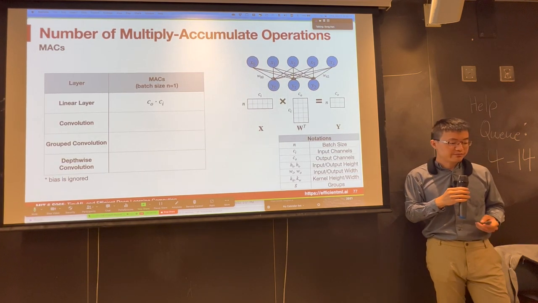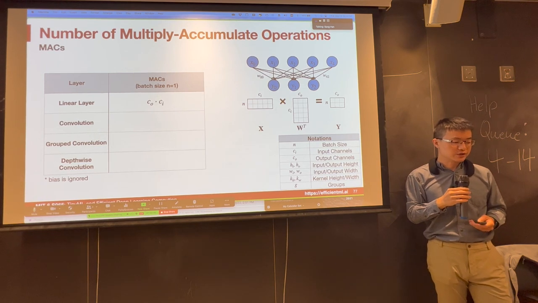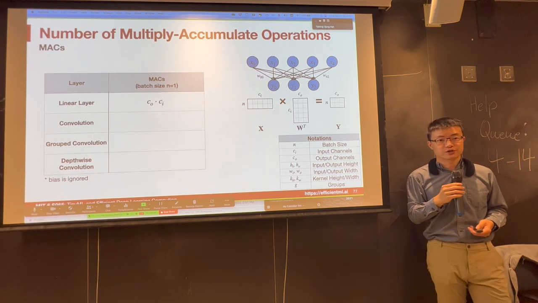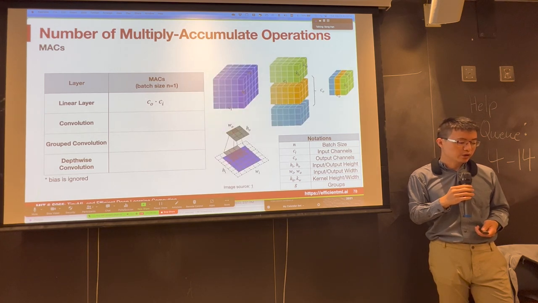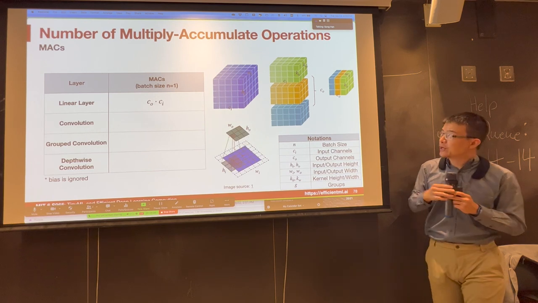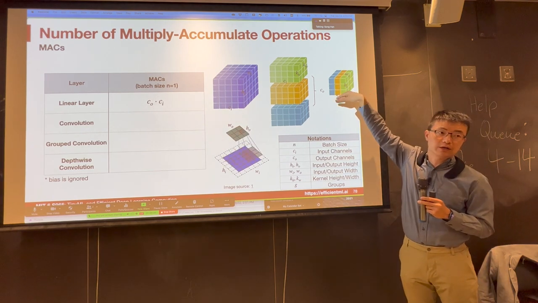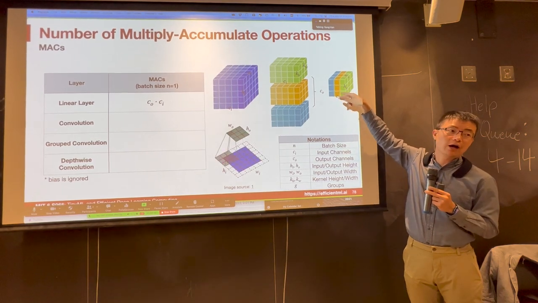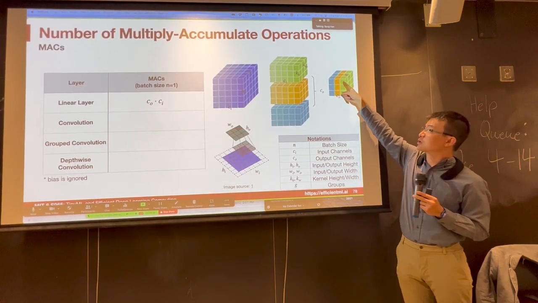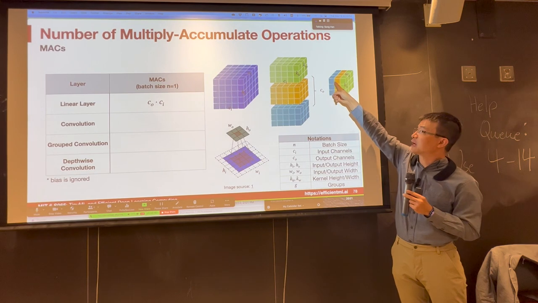So let's see, what is the MACs required for different layers? For linear layer, that's just a matrix multiplication. That's just C_in times C_out. And what about the convolution layer? So how many outputs do we need to calculate? So that's W_O, H_O, and C_O. How many operations do we need to calculate each pixel? Just now we have that question.